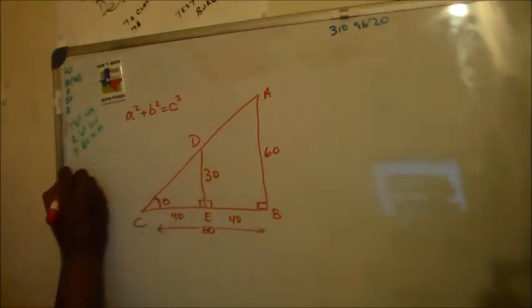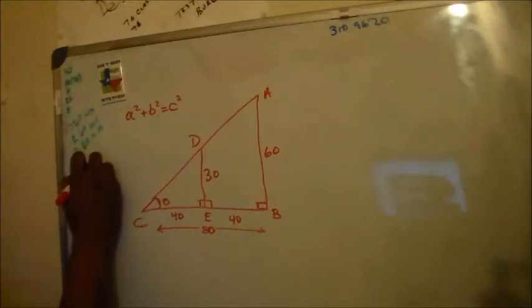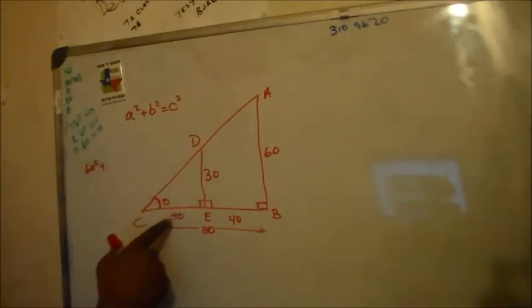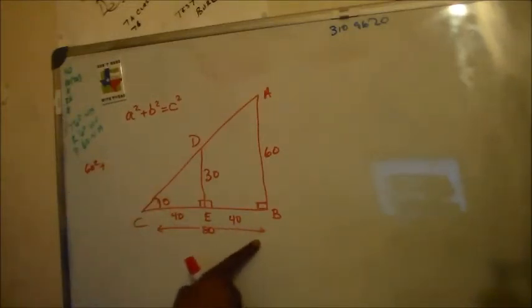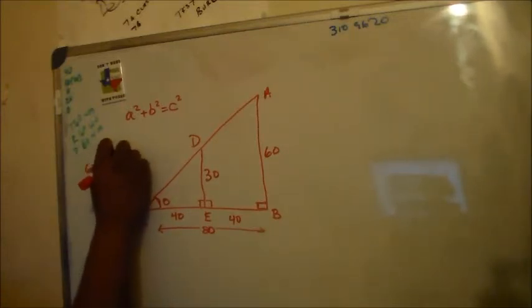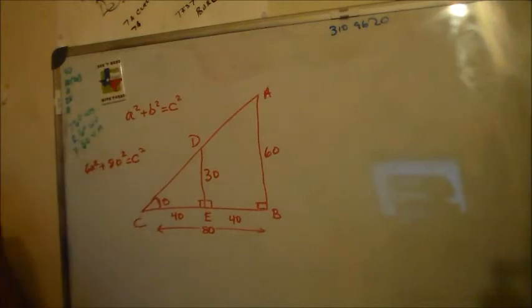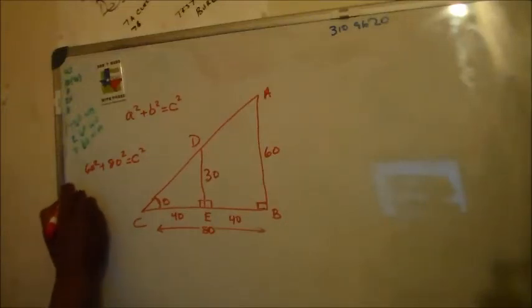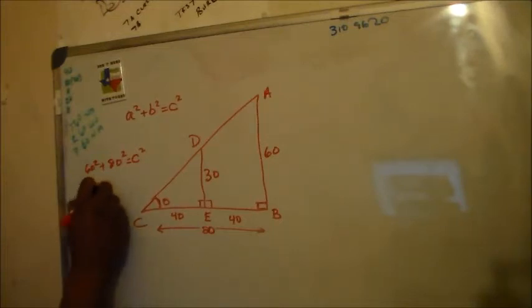We'll use 60 as side A. 60 squared plus this side, when we're working with the bigger triangle, 80 squared equals C squared. So let's find out what C is. So we will basically take 60 times 60, and I can see that it's 3,600, and 80 times 80 is 6,400.